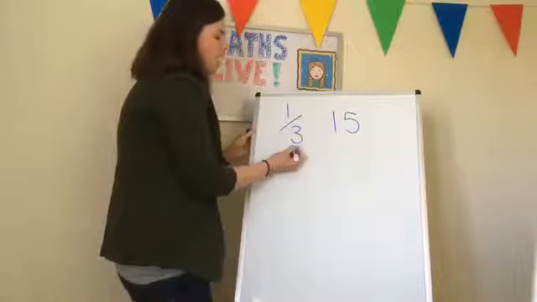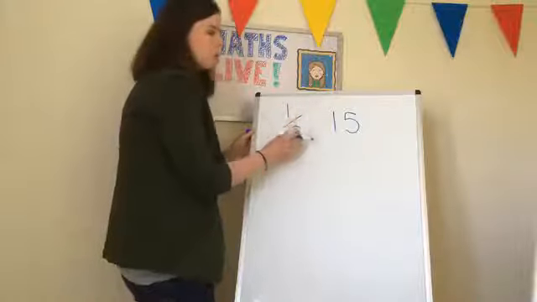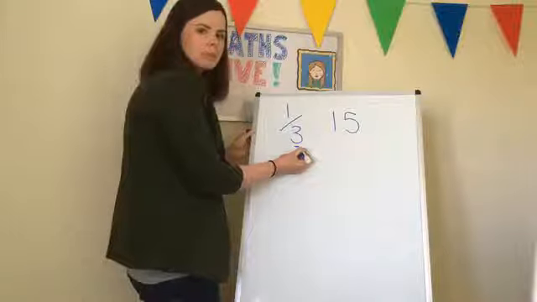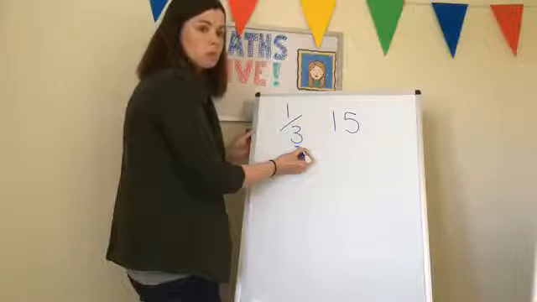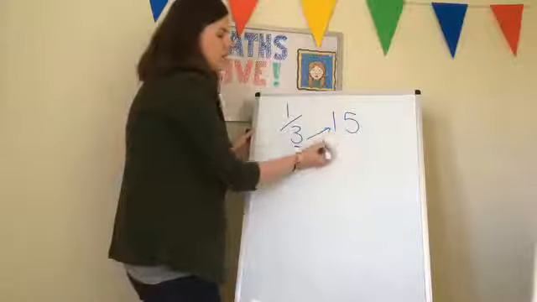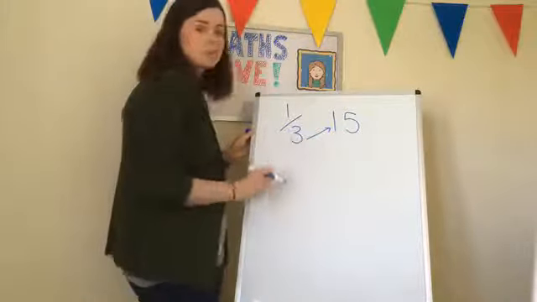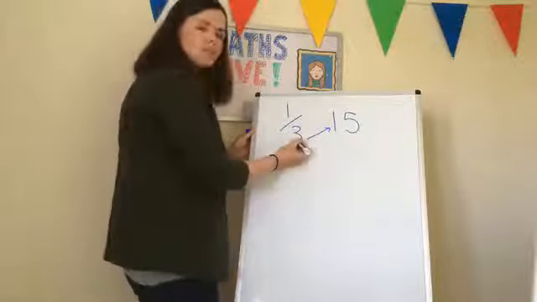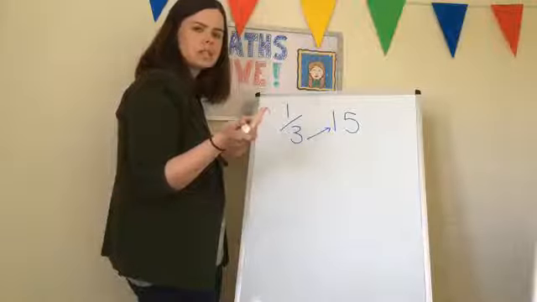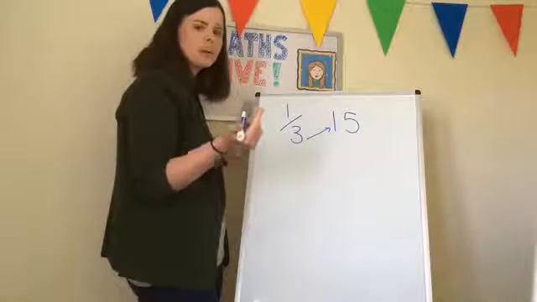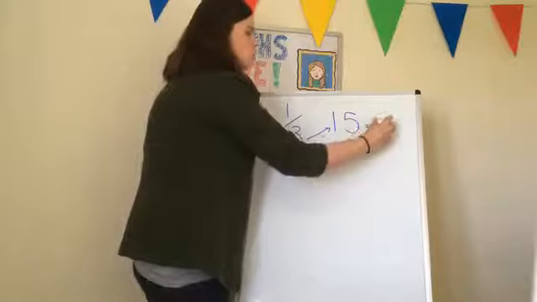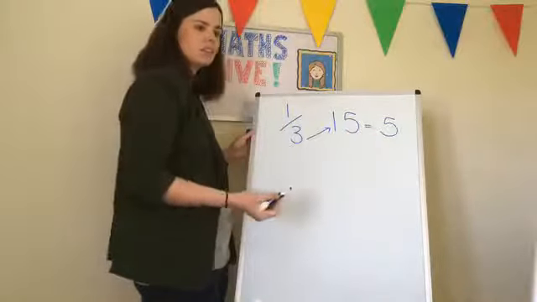So for every 3 we shade in 1 part. So what you need to use is the times tables of your denominator. So the multiples of your denominator. So 3 and 15, 15 is in the 3 times table. So how many 3's are in 15? So we do 1 3 is 3, 2 3's are 6, 3 3's are 9, 4 3's are 12, 5 3's are 15. So 1/3 of 15 is 5.